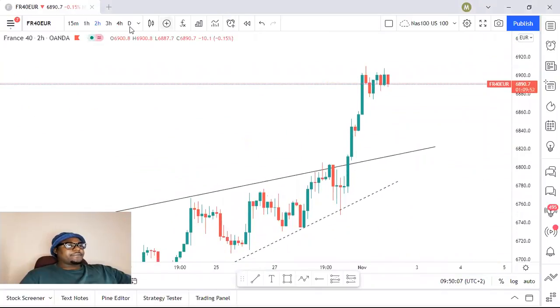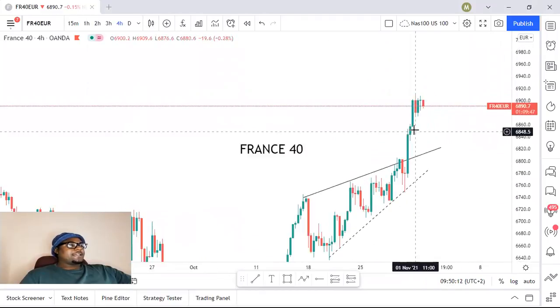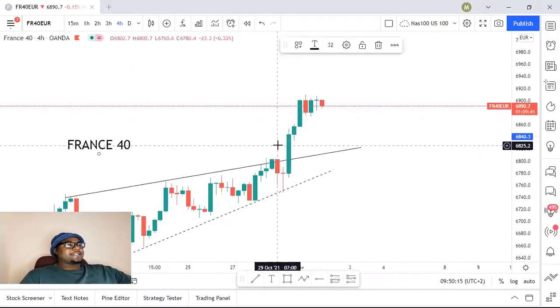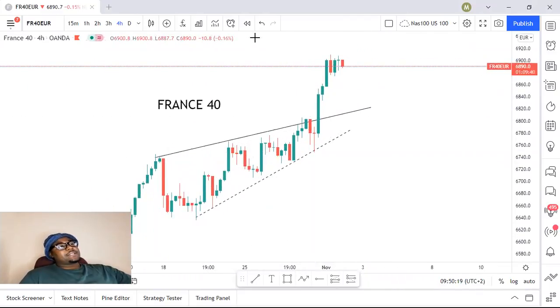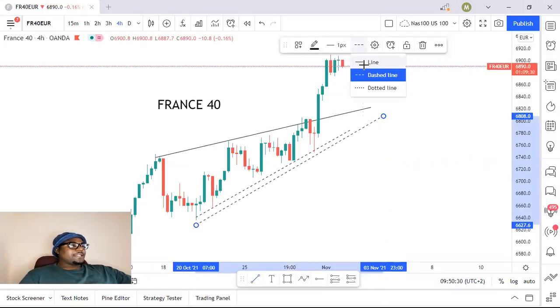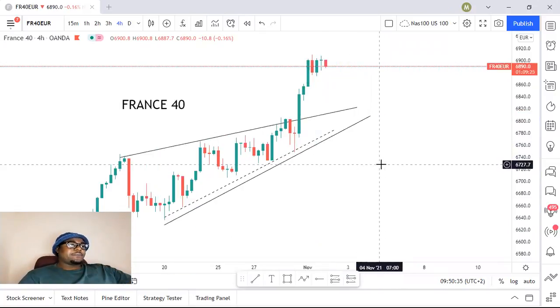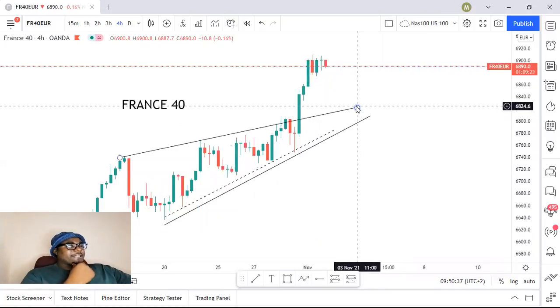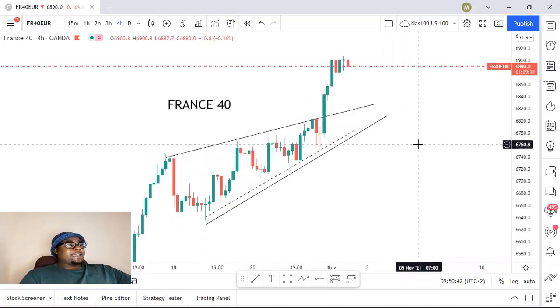France 40 is also flying, guys. If you see something flying like this, it's better for you to use a bigger time frame so that you can see a bigger picture. So France 40 really respects whatever that you draw. You can see that whatever you're going to draw on France 40, most likely the market is going to respect that. And it's very nice because it really respects exactly what we do.